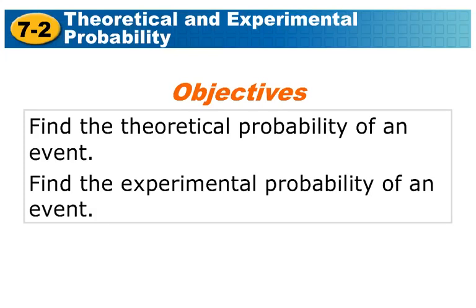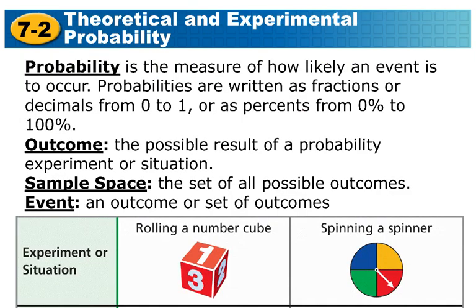Alright, so here we are with the objectives today for our 7-2 notes in Algebra 2: theoretical and experimental probability. We're going to find the theoretical probability of an event and then also find the experimental probability. So, first thing we want to know about is probability.